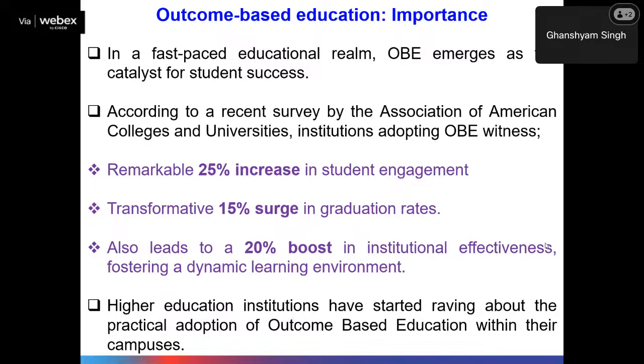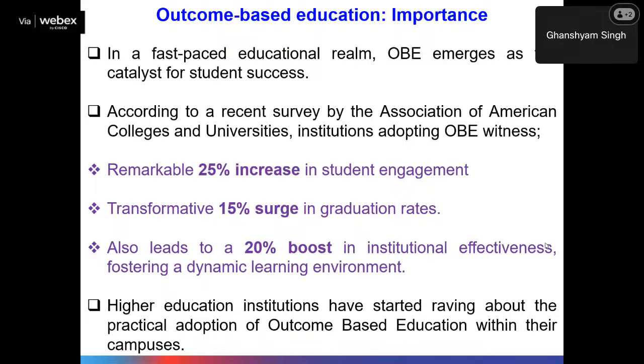According to a recent survey by the Association of American Colleges and Universities, the countries which are way ahead of us implemented outcome-based education way before we started thinking about it. And they observed a remarkable 25% increase in student engagement and a transformative 15% surge in graduation rate. Similarly, it also led to a 20% boost in institutional effectiveness. When we say institutional effectiveness, it means institutions were more effective in producing effective students and delivering effective education to them, to foster a dynamic learning environment.